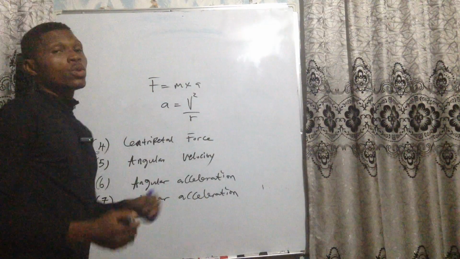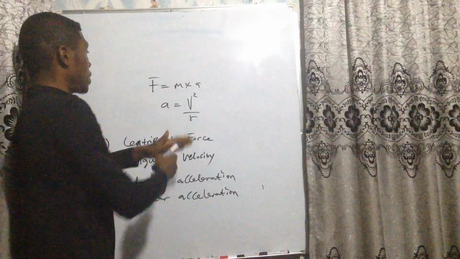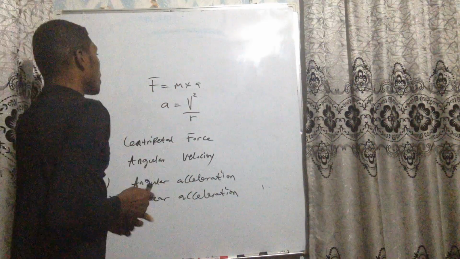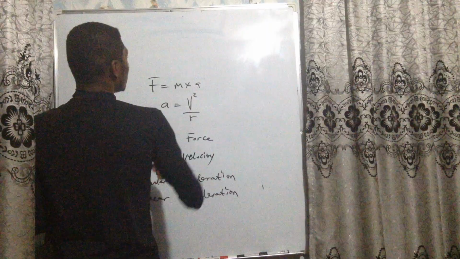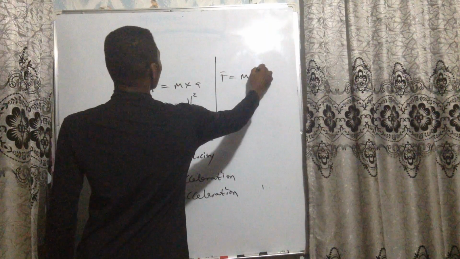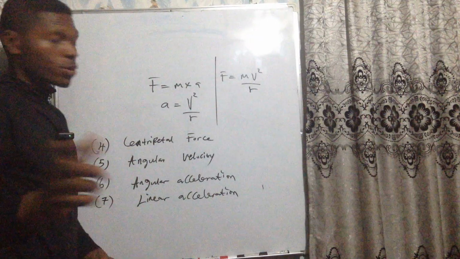Later, I will show you how this formula comes about, how it is v squared over r, the acceleration in a circle. Now, if you substitute for this, we now have that F is equal to mv squared over r. This is the formula for centripetal force.